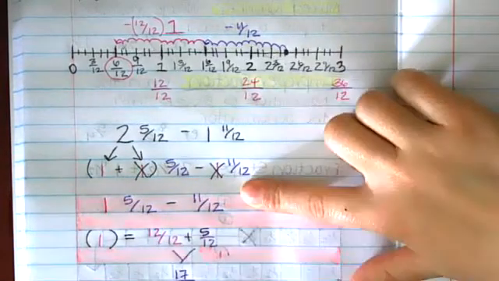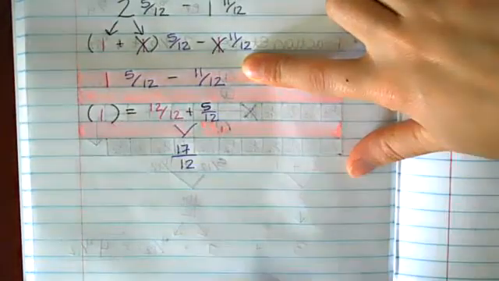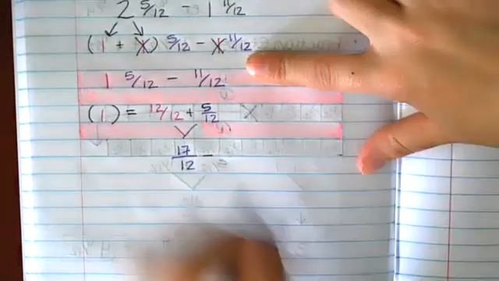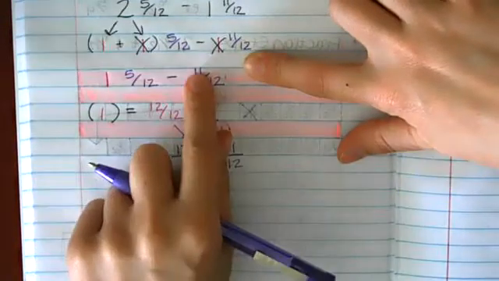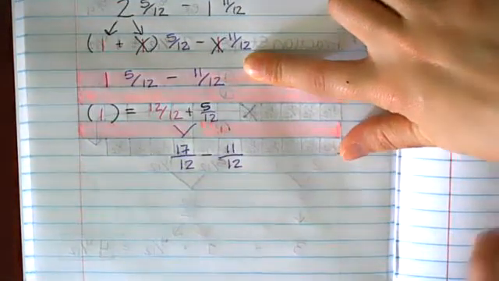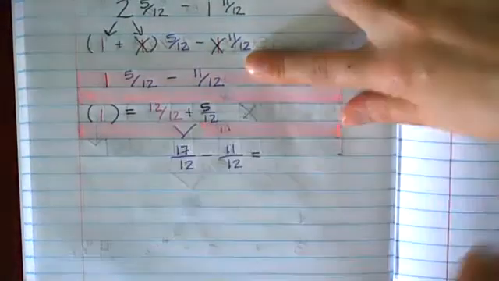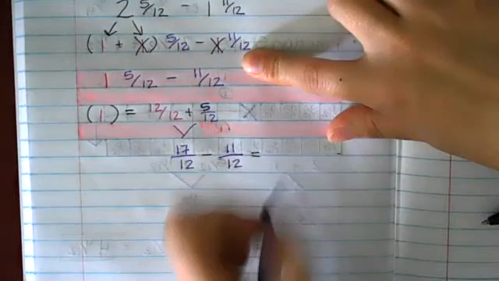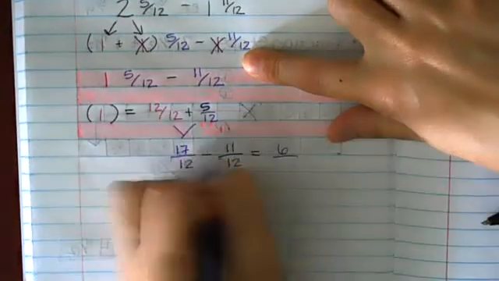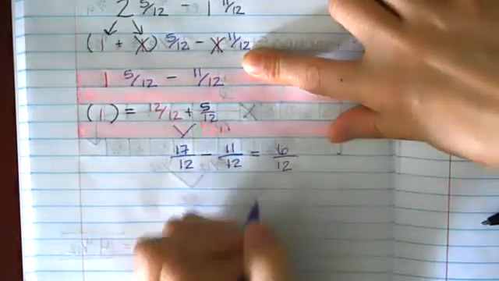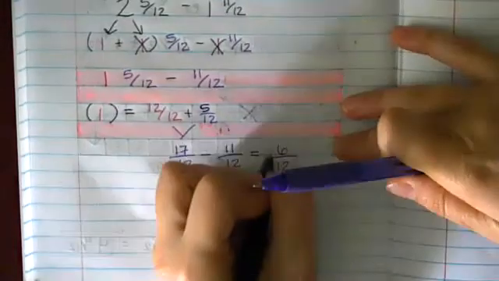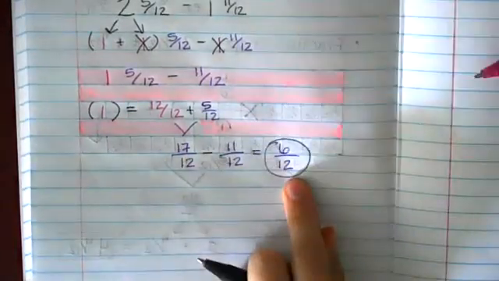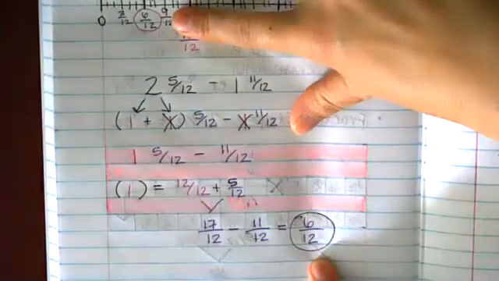I will need to pull away from that the 11/12 that I had before, because I could not do 5 minus 11. It wouldn't work that way. When I do 17 minus 11, I get 6, and then the twelfths stay the same. So what I end up finding out is I still get the same answer of 6/12.